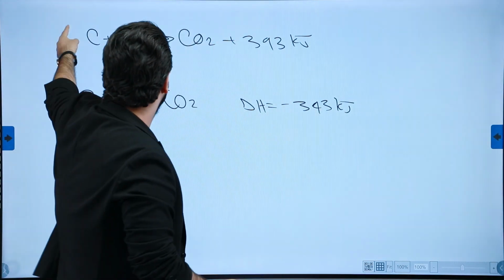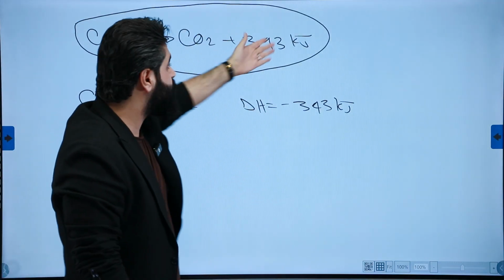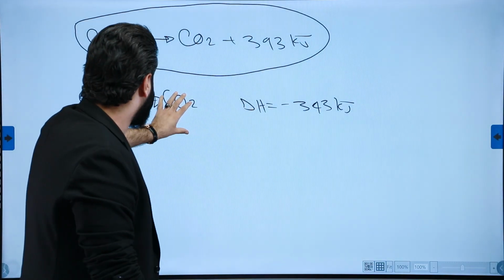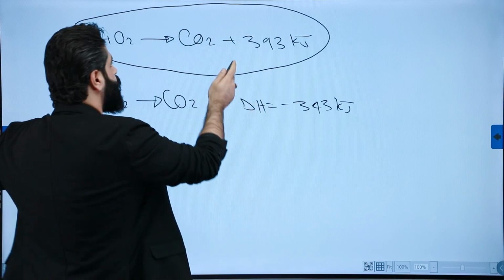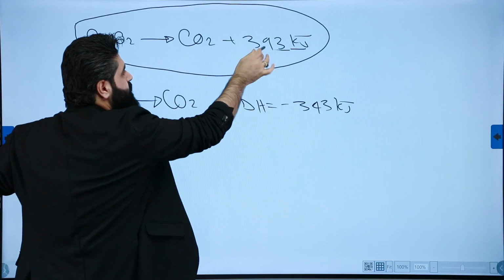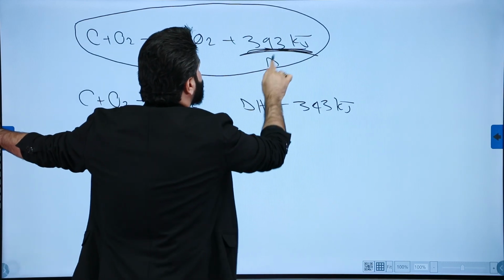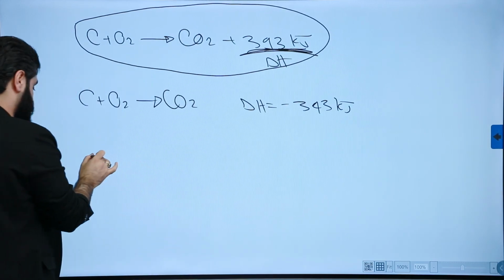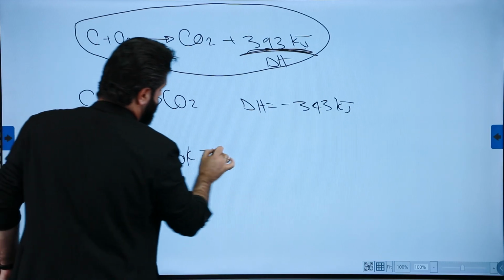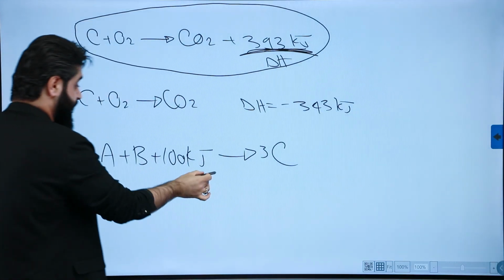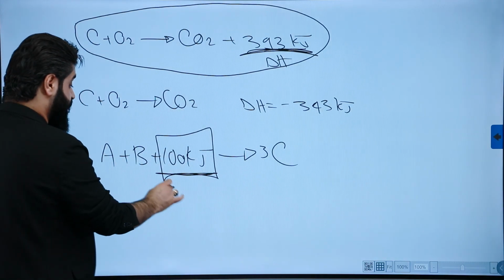Okay. In our reaction here, we have some numbers inside of the reaction with the unit of kilojoule. But here, the amount of kilojoule is outside of the reaction. Look, once we have a kilojoule number inside of the reaction, without waiting, just say, look, this is delta H. Another equation. Look, A plus B plus 100 kilojoules to form 3C. Again, we have a number inside of the equation. It means this is delta H.